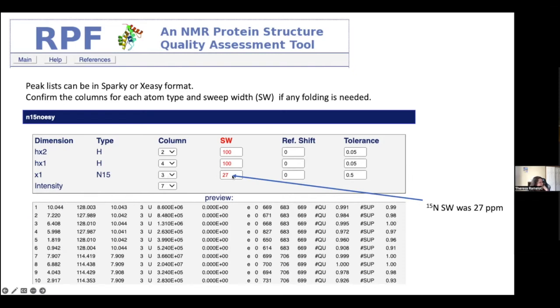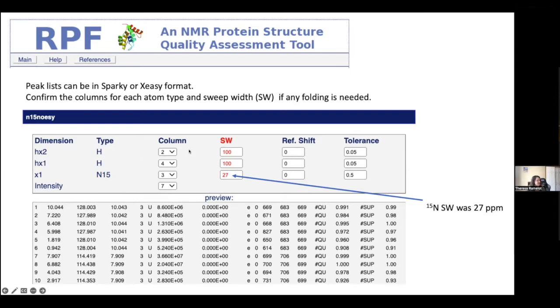And then if you have any folding, you would want to put in the sweep width for folding here for nitrogen. And then for the proton that's attached to this nitrogen, which is called HX1, that is column 4. And you can see that those are HN's chemical shift. And then the indirect proton is column 2.